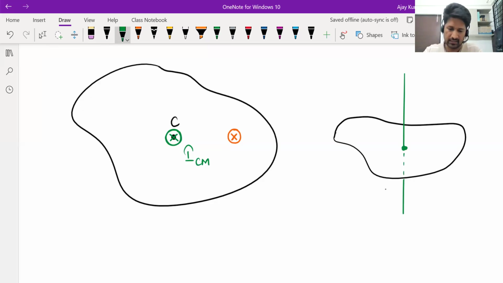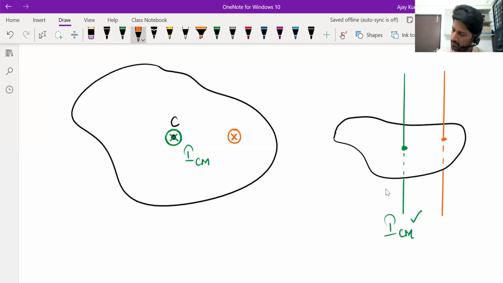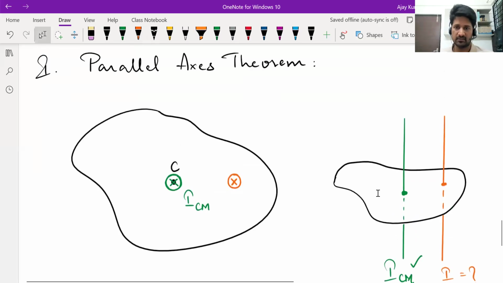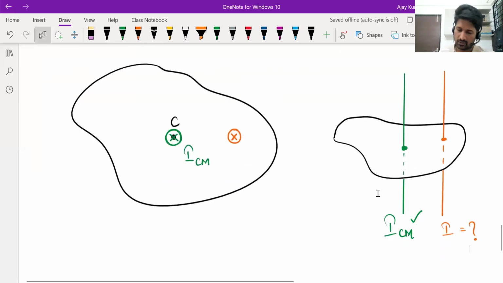And there is another axis parallel to it at a certain distance from it. So maybe somewhere here. About the green axis, which is an axis passing through the center of mass, let's say the moment of inertia is ICM. What we want is the moment of inertia about the orange axis, which is parallel to the axis passing through the center of mass. That's why the theorem's name is parallel axis theorem. Assume the distance between these two axes is d.